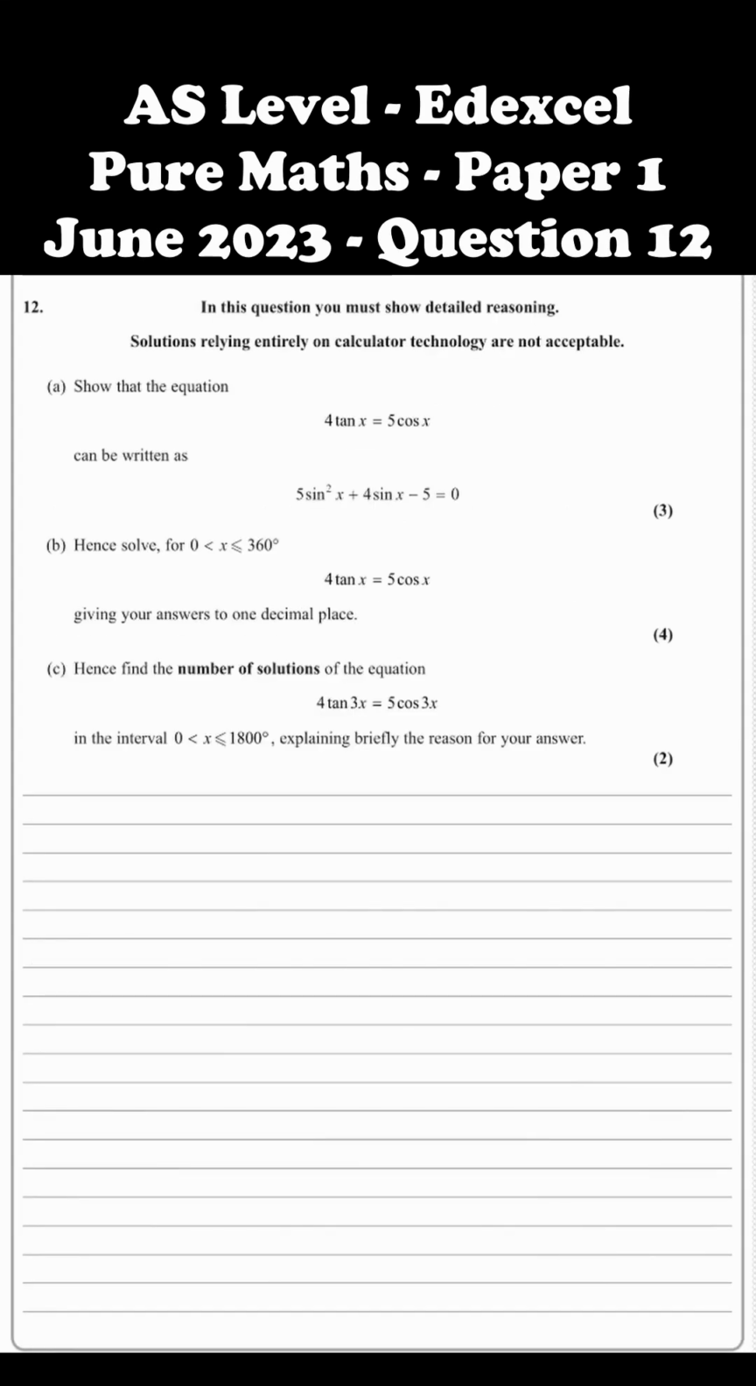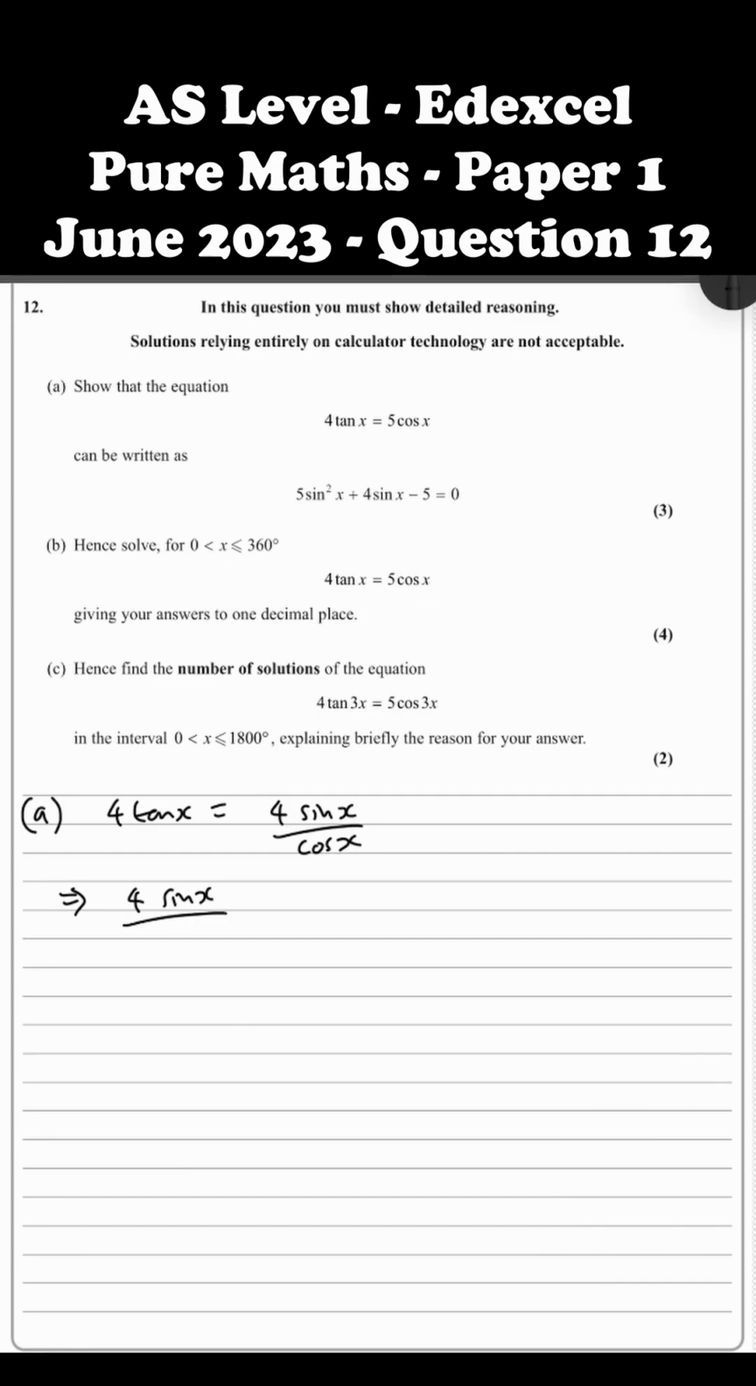Question number 12. Show that the equation 4 tan x equals 5 cos x can be written as 5 sine squared x plus 4 sine x minus 5 equals 0. So this is part A. So I'm going to start by writing 4 tan x as 4 sine x over cos x. So let's rewrite this as 4 sine x over cos x equals 5 cos x.